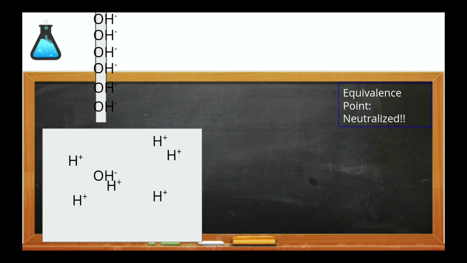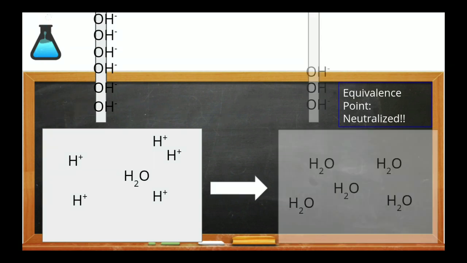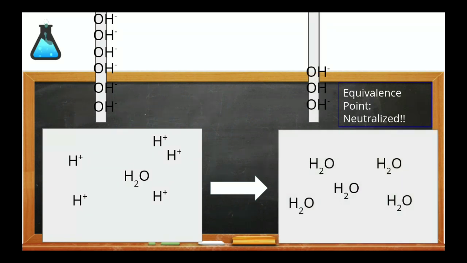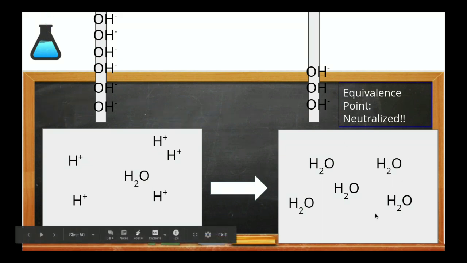When I add the base into the acid, it will join the acid and form water, which we know is a neutral compound. We'll continually add the base until you can see over here, we've added just enough base to bond with all of the loose hydrogen ions. So now we have a perfectly neutral solution.